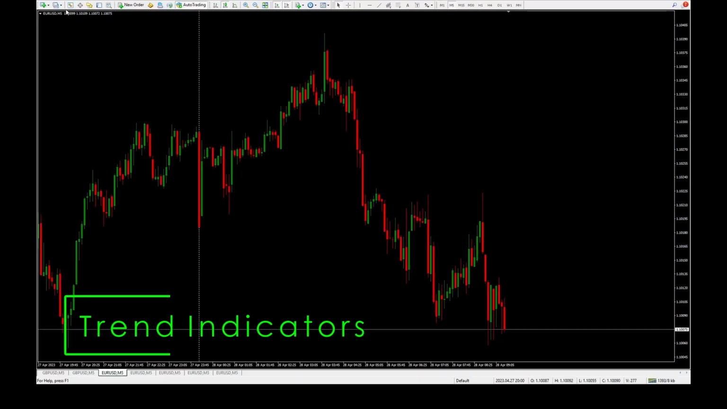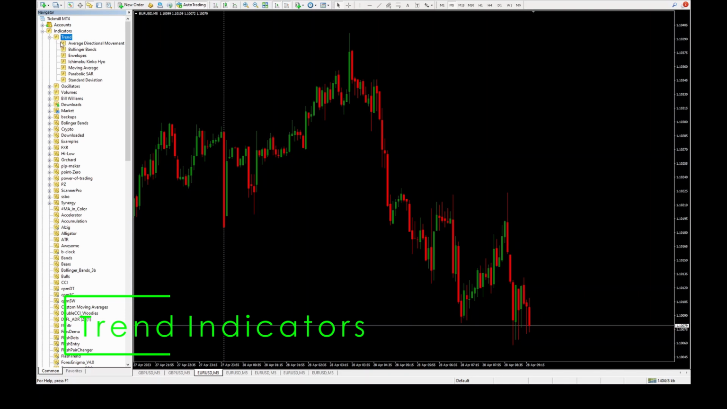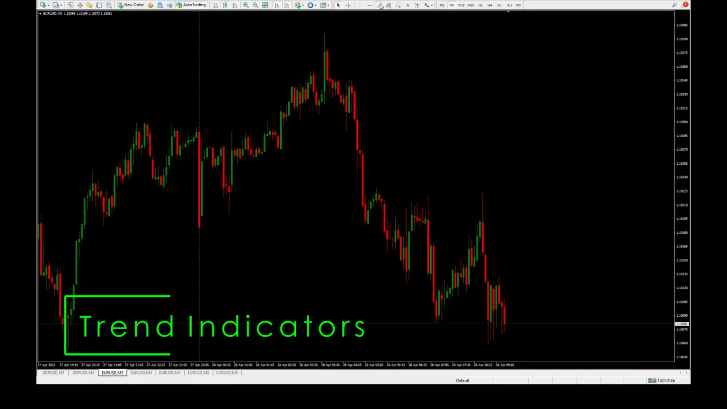Trend indicators are a type of technical analysis tool that traders use to identify the direction of the market trend. These indicators help traders understand the current market conditions and determine whether the market is trending up, down, or sideways. The main goal of trend indicators is to help traders catch the momentum of a trend as early as possible and stay in the trade until the trend shows signs of reversal.